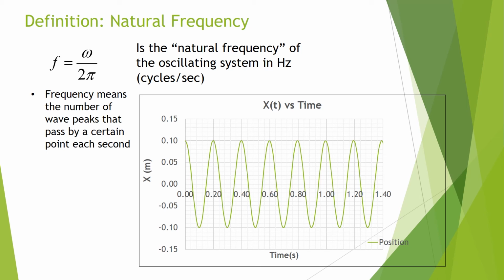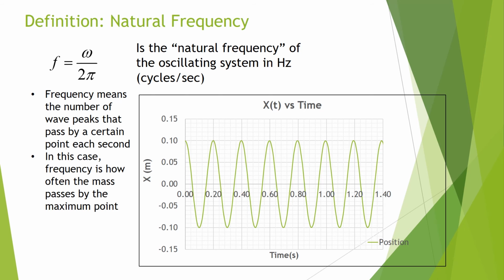So this will make sense later how we got that, but looking at units, omega has units of radians per second, and there's 2 pi radians per cycle, so you can see how we're going to get cycles per second using conversion factors. In this case, frequency refers to how often the mass passes by the maximum point. So you can think about it that way. And we can see clearly that that's every 0.2 seconds, so cycles per second will be 1 over that 0.2.